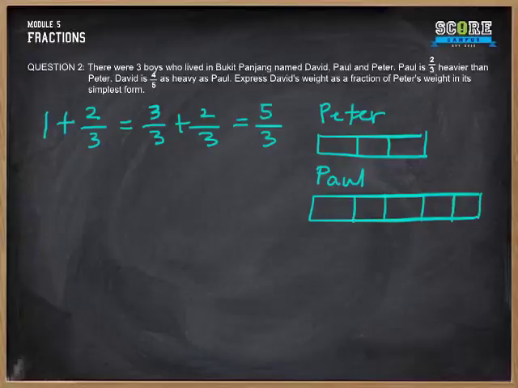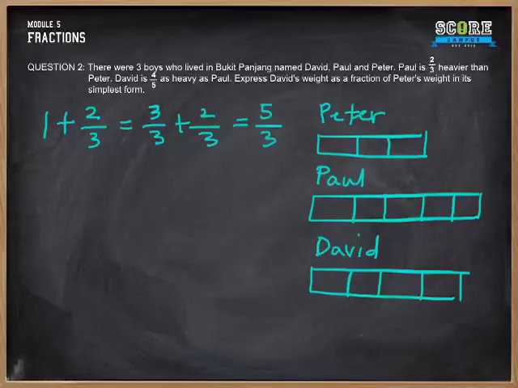Okay, now you've got Peter and Paul. Now let's read the question again. David is 4/5 as heavy as Paul. Now you tell me, how is the model for David looking? It's 4 squares. Okay, so David is 4 squares. Now once you do that, we move on to write that as a ratio.